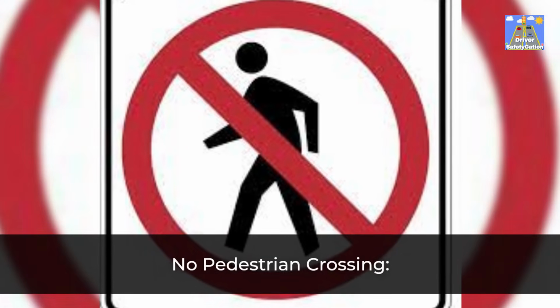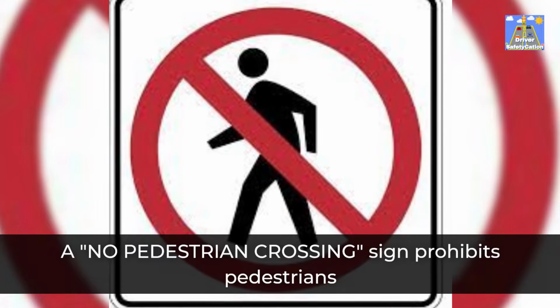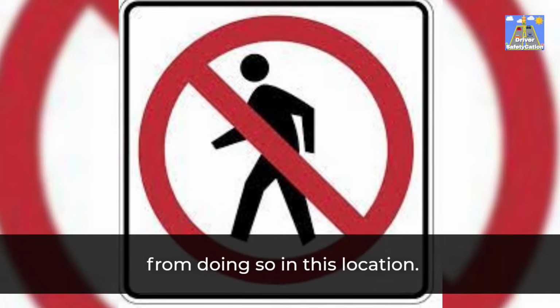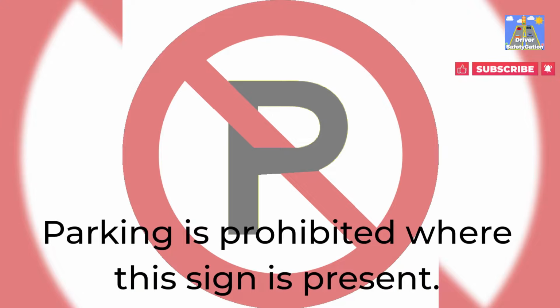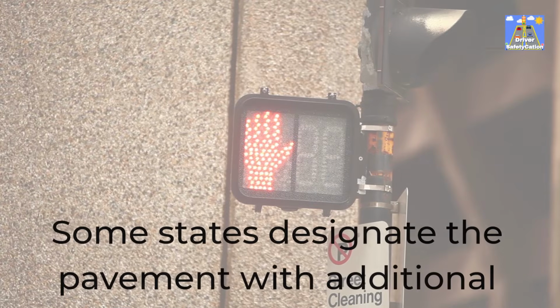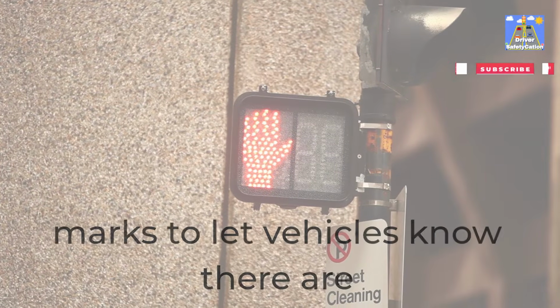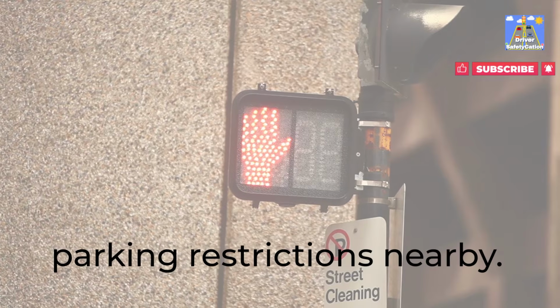No pedestrian crossing. A no pedestrian crossing sign prohibits pedestrians from crossing in this location. No parking. Parking is prohibited where this sign is present. Some states designate the pavement with additional marks to let vehicles know there are parking restrictions nearby.